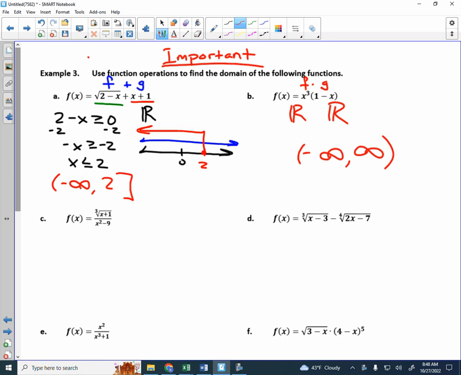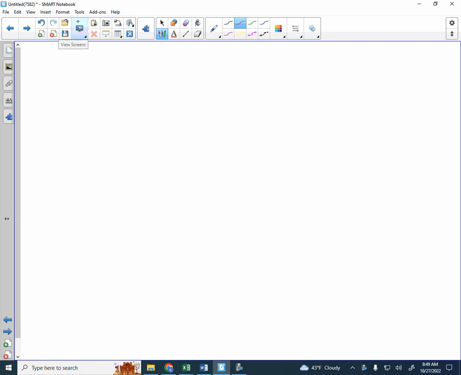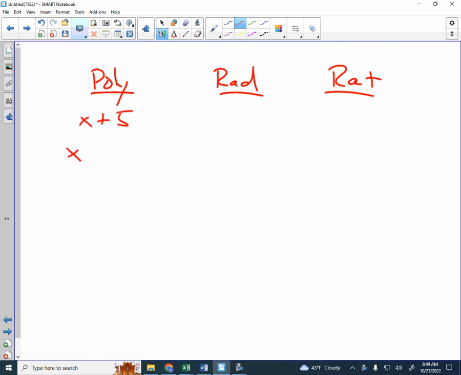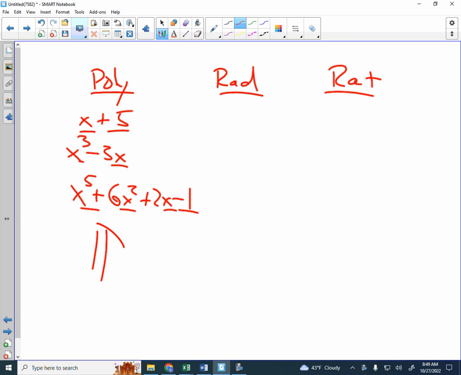So we're really going to divide these into 3 categories. We have 3 types of functions. We have polynomials, we have radicals, and we have rational expressions. If we get a polynomial, like say x plus 5, that's a polynomial. x to the third minus 3x, that's a polynomial. x to the fifth plus 6x squared plus 2x minus 1, that's a polynomial, meaning it's many terms just added together that have powers on them. These are all polynomials. They are all real numbers. You plug something in, you get something out.